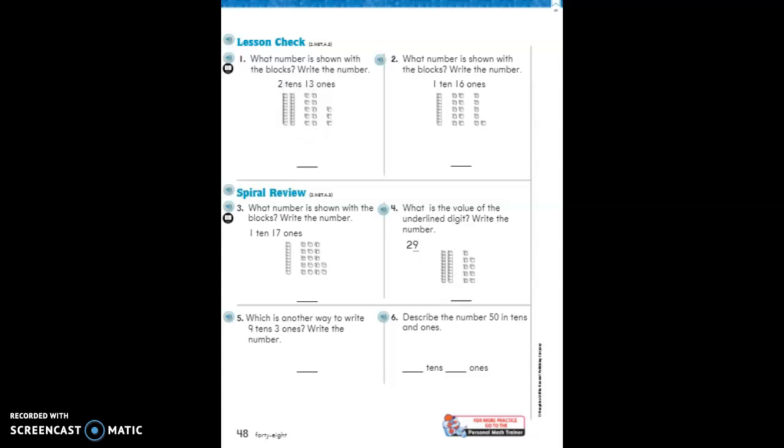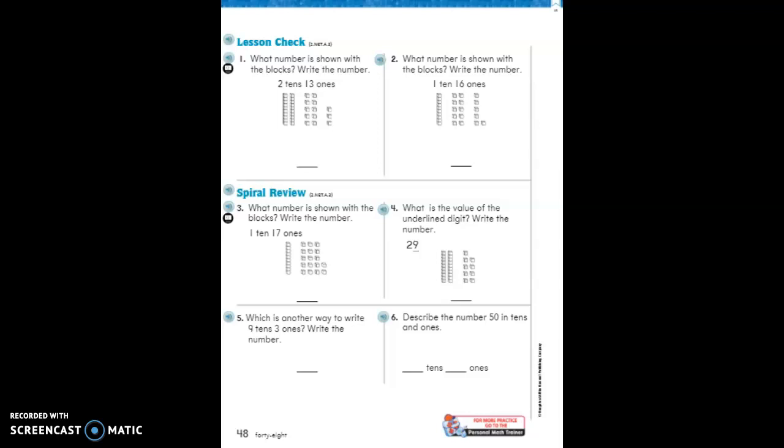Same with number 2. What is the number shown? What number is shown with the blocks? Write the number. So it's 1 ten and 16 ones. Number 3, what number is shown with the blocks? Write the number. 1 ten and 17 ones. So 10, 11, 12, 13. You can count them up.